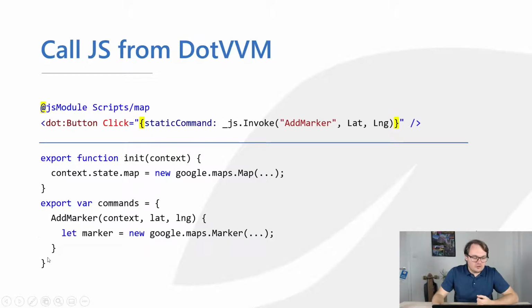And the module is a JavaScript file which can export the init function. It will be called immediately when the page is loaded, after DotVVM initialize, and then it can export commands for the invoke function. So for example, here I'm exporting the addMarker function with 2 parameters, latitude and longitude, and I can do my things. And I can call it easily from DotVVM. So if you want to use a button with all things like the enabled binding and things like that, you can, and you can call JavaScript methods from that.